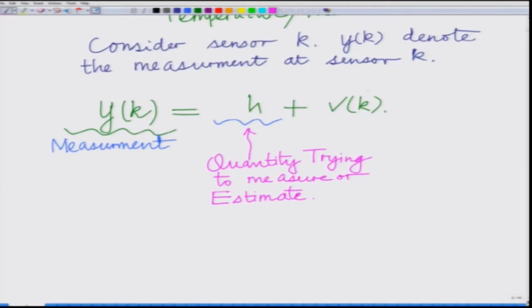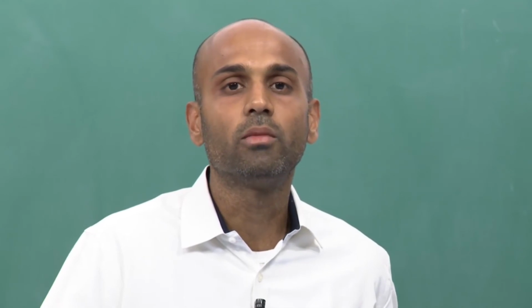And this quantity Vk is another important aspect which has to be explained. This is the noise in the measurement. This is the measurement noise. None of the measuring instruments are infinitely precise. So even for the same quantity, if we measure it several times, the readings are going to be different because of the noise in the measurement process.